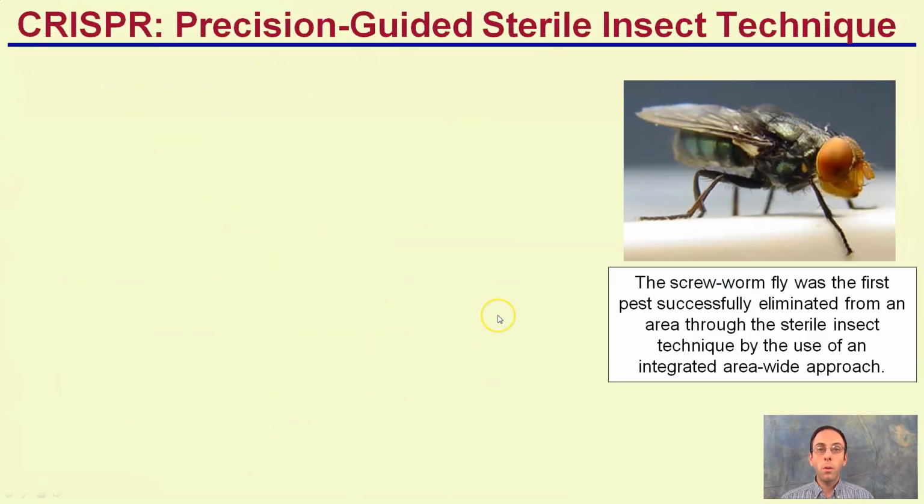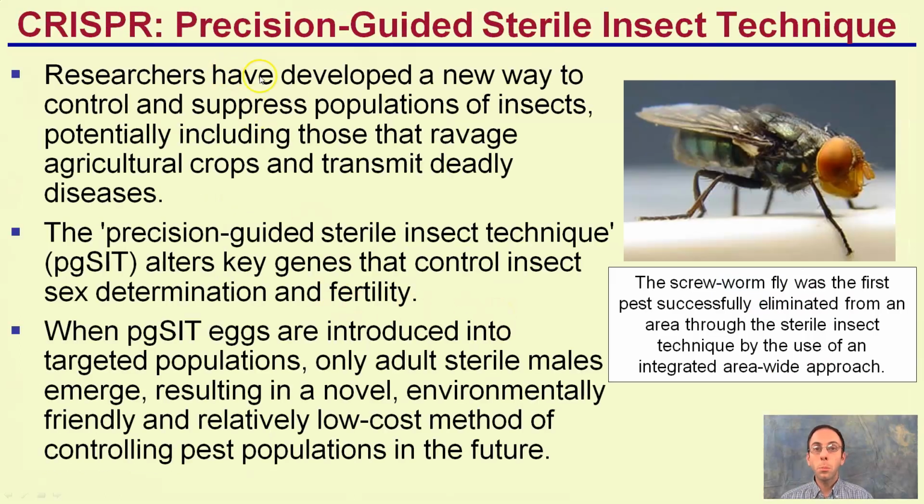Now with CRISPR, one that's been used in a positive note is what's called precision-guided sterile insect technique, kind of a long term there. Researchers have developed a new way to control and suppress populations of insects, potentially including those that ravage agricultural crops and transmit deadly diseases. Insects can mass produce, they're very R-selected species, so by controlling their populations, that can be advantageous. And instead of spraying a pesticide that could kill all insects, this could be very targeted. The precision-guided sterile insect technique, the PGSIT, alters key genes that control insect sex determination and fertility.